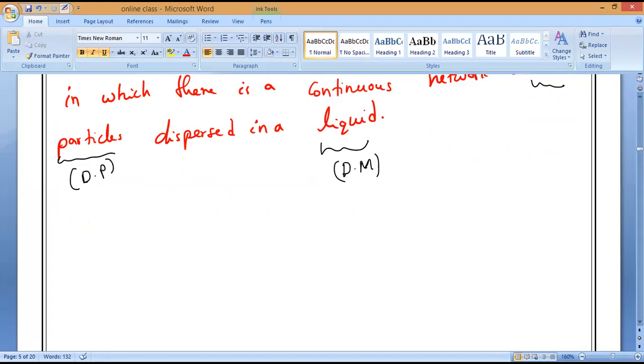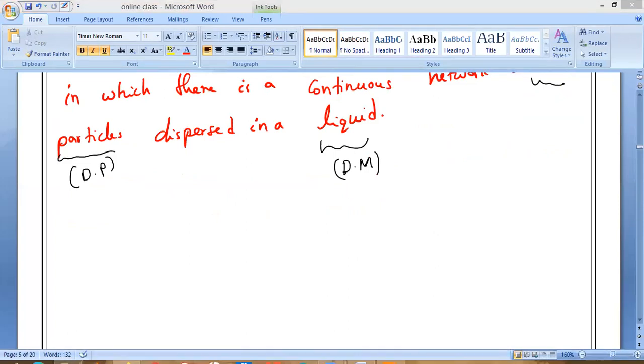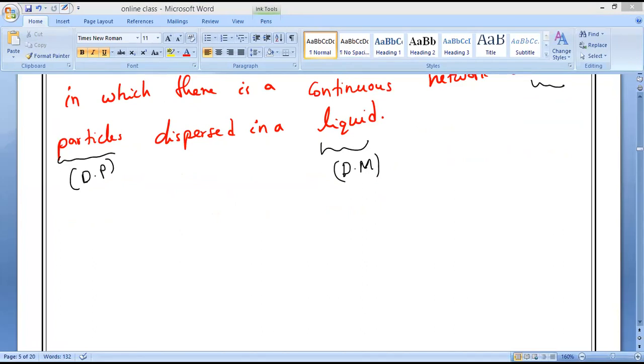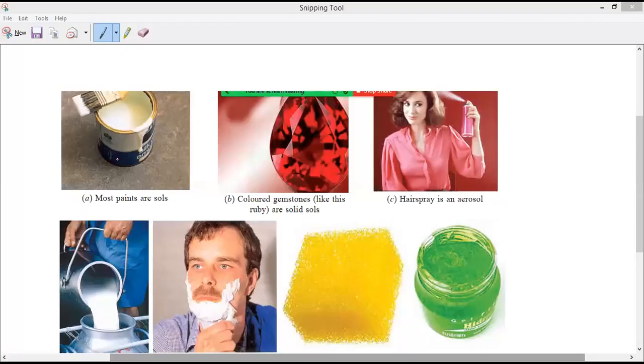Now I will show you one picture which will describe all the 7 types with one example each. So you might remember that picture. So let us discuss that. The first one you can see, paints. Paints will come under what? Fastly tell me. Sol. That is what. So in this picture, each and everything comes under its type. So this is the first kind, sol.